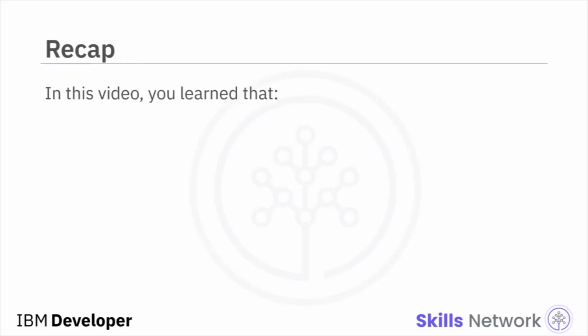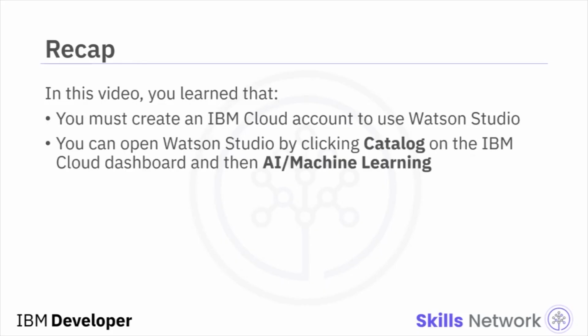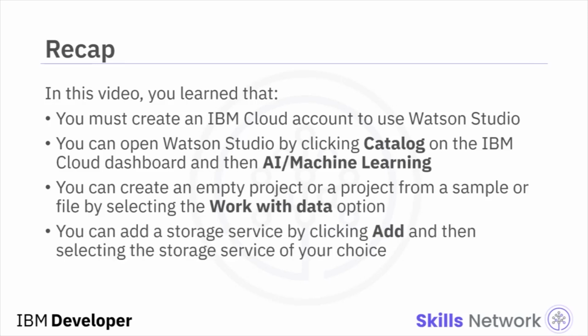In this video, you learned that you must create an IBM Cloud account to use Watson Studio. You can get to Watson Studio by clicking Catalog on the IBM Cloud dashboard and then AI/Machine Learning. You can create an empty project or a project from a sample or file by selecting the Work with Data option. And you can add a storage service by selecting Add and then selecting the storage service of your choice.